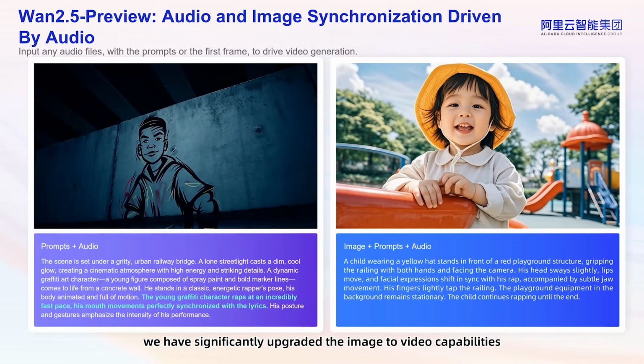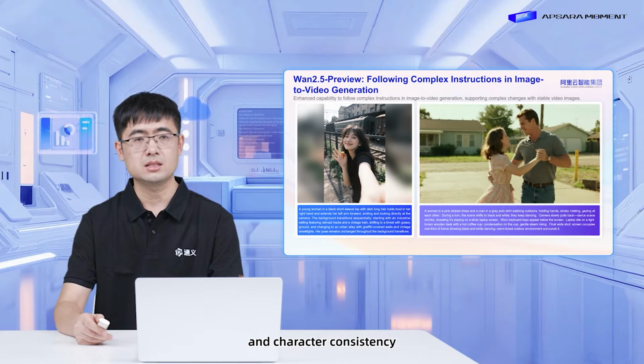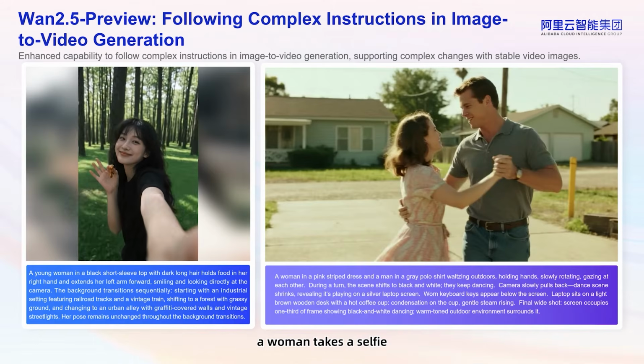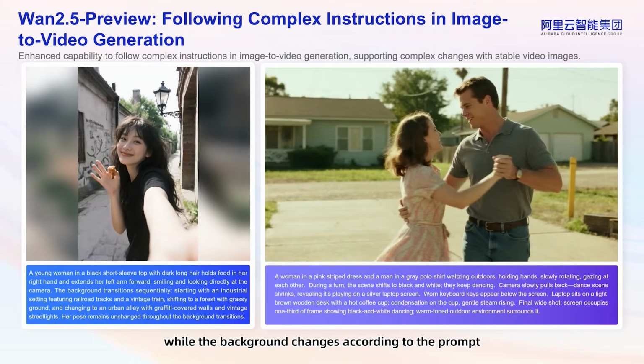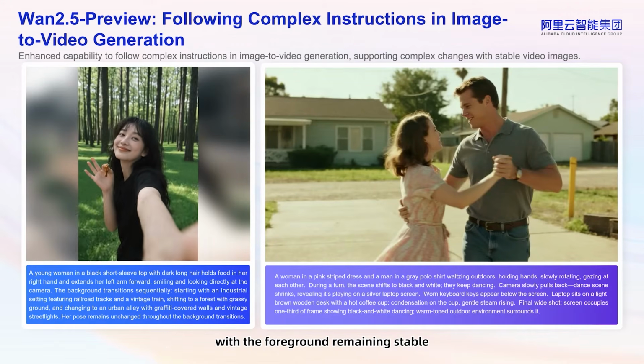We have significantly upgraded image to video capabilities, particularly in instruction adherence, supporting complex continuous changes while maintaining frame stability and character consistency. For example, on the left, a woman takes a selfie while the background changes according to the prompt, with the foreground remaining stable.